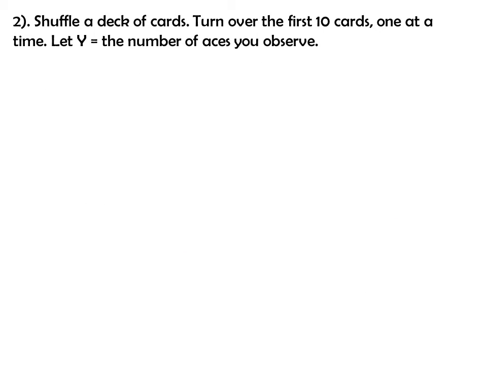Number 2: shuffle a deck of cards, turn over the first 10 cards one at a time. Let Y be the number of aces you observe. Is this binary? Can this be classified in two outcomes? Yes, success is getting an ace and failure is not getting an ace. So this is satisfied.